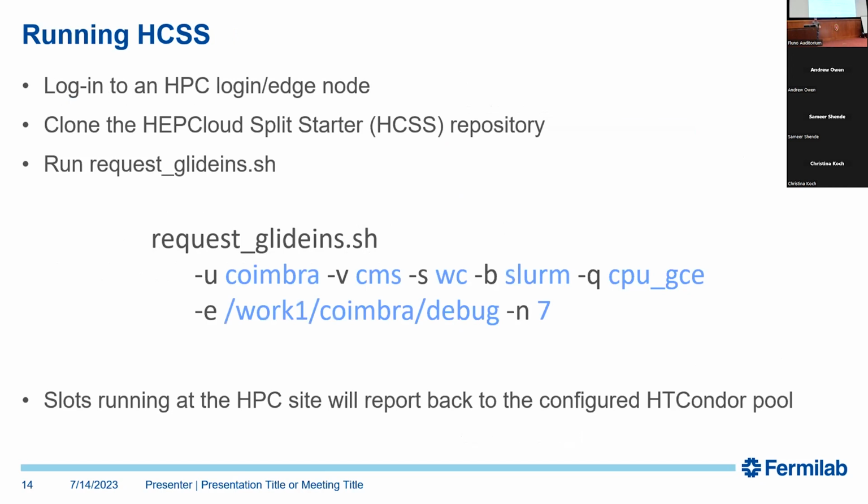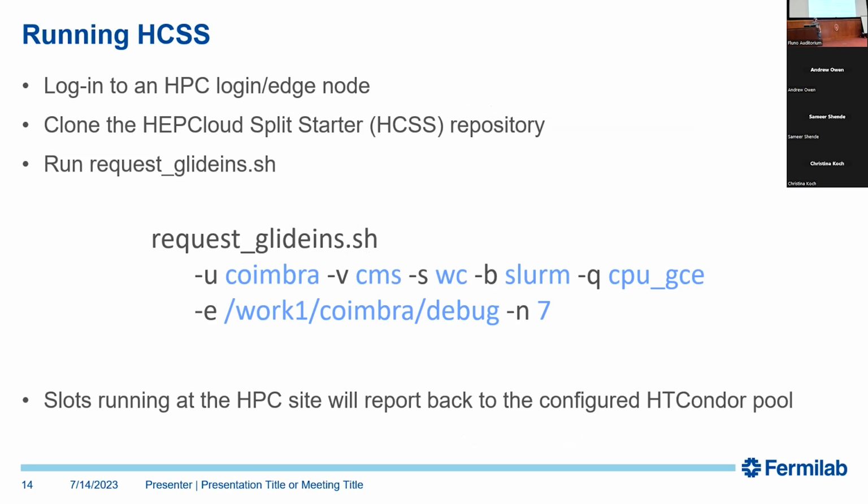Once we have that all in place, all you need to do to run the split starter is to log into an edge node, clone the split starter repository, and run this request_glidings.sh command. So these will contain all the execution time configuration we'll need.